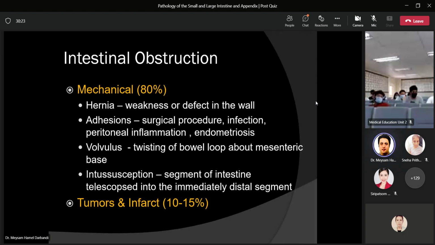So intestinal obstruction can be mechanical 80% of the time. It can be due to hernia, a weakness or defect in the wall, or adhesion. Adhesion happens after a surgical procedure, right? Most of the time. Infection.